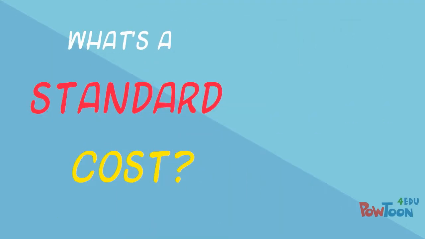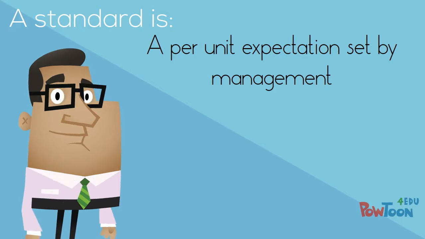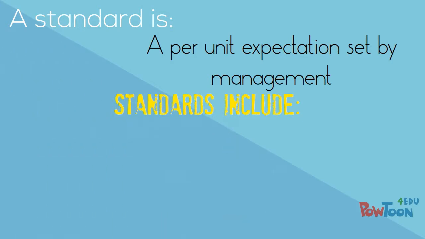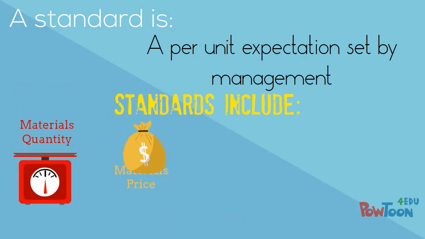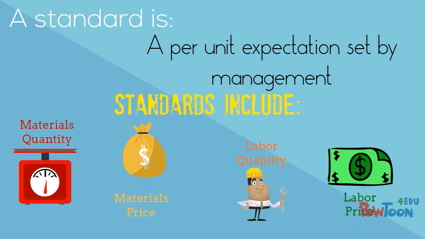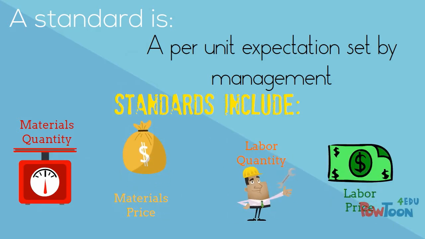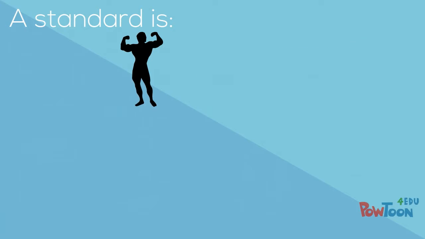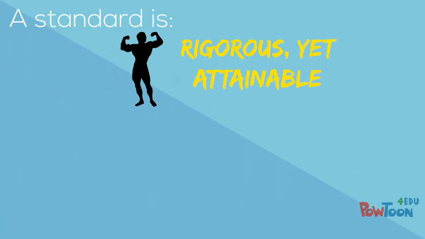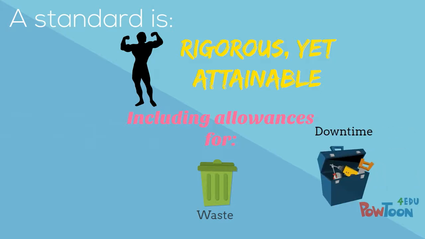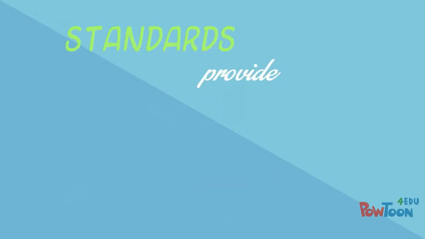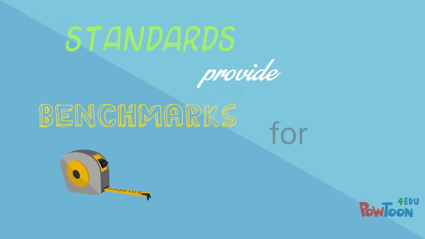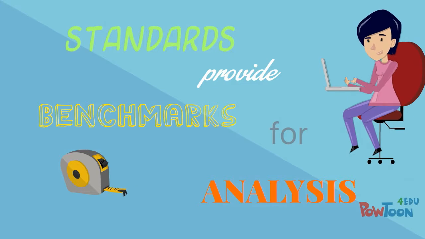A standard cost is a per unit expectation set by management. Types of standards include materials quantity, materials price, labor quantity, and labor price. Standards should be rigorous yet attainable under normal operations. In addition, they should include allowances for waste, downtime, rest periods, and other similar activities. Using standards allows management to analyze the components of a cost to determine what caused that variance.